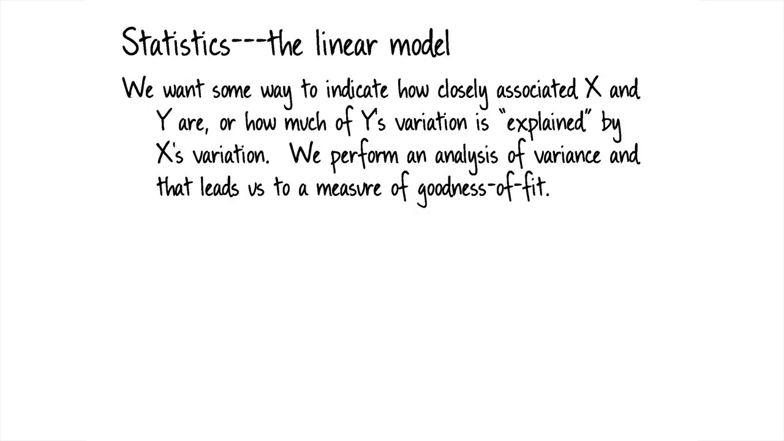So we want some way, typically, to indicate how closely associated x and y are, or how much of y's variation is explained by x's variation. And what we do is we perform an analysis of variance, that I'll do in just a second, and that's going to lead us to a measure of goodness of fit for our linear regression. That's typically a useful gauge of how the regression is doing in some sense.